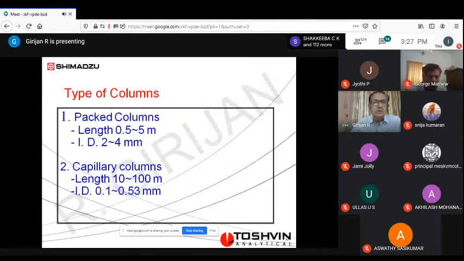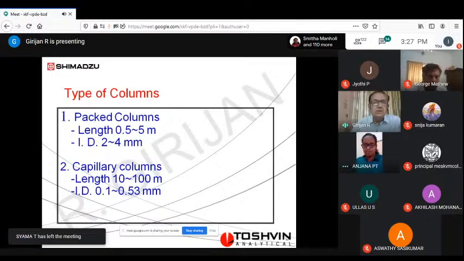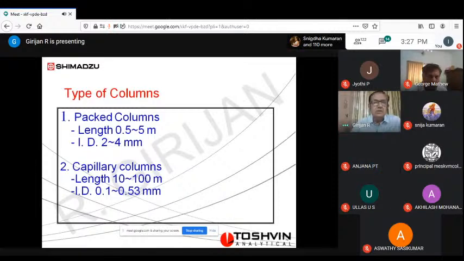And the starting length is 10 meter, and today we have columns which are more than 100 meter. And look at the internal diameter. It can vary from 0.1 millimeter diameter of the tubing, and you can go to 0.53 mm. 0.1 mm is almost like a single hairline. You can imagine what thin tubing it is. So that's the technology. The minimum length is about 10 meter, and it can go to 100 meter or sometimes even more than 100 meter. But all these columns are expensive, and all these columns are imported columns.